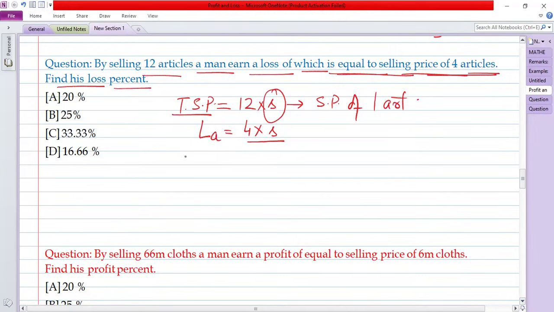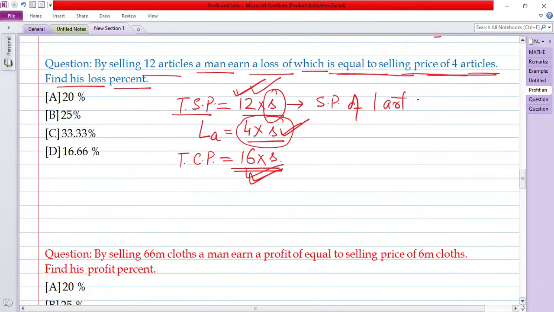Okay. So here now, obviously, if there is a loss, what will be our total cost price? Obviously, total cost price will be 16 times S. Because if I have bought any number of articles at this amount, 16S, and I have to sell at this amount, 12S, then obviously I must be having a loss. And what will be the loss? It will be nothing but 16S minus 12S, that will be 4S.